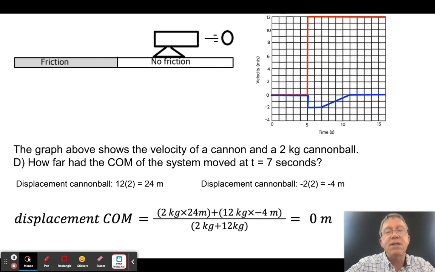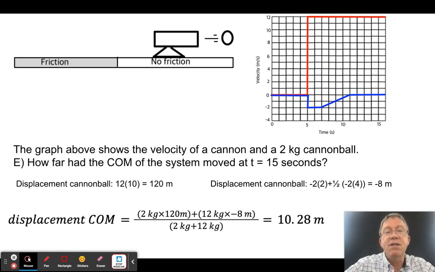Well, how far had the center of mass of the system moved at time t equals 7 seconds? So I can see here there was no outside force acting on it, so it should be 0. And in fact, we can calculate this. We can say, well, I have a 2 kilogram object that traveled 2 times 12, so that's 24 meters in the positive direction. All right. And then I have a 12 kilogram object that moved 4 meters in the negative direction. And if I use my center of mass equation, what I'm going to come up with is 0 meters. It hasn't moved at all. Cool.